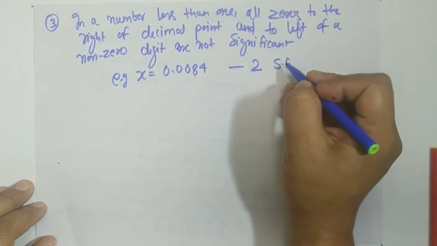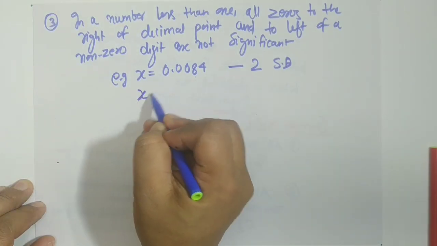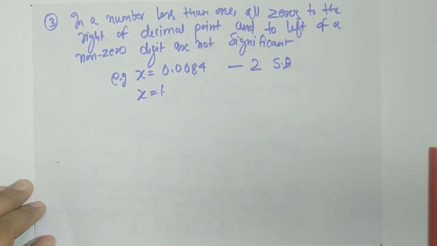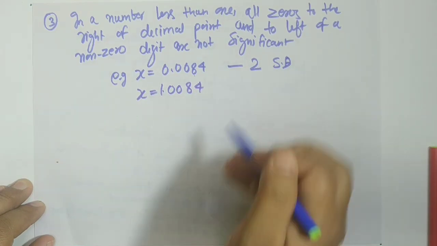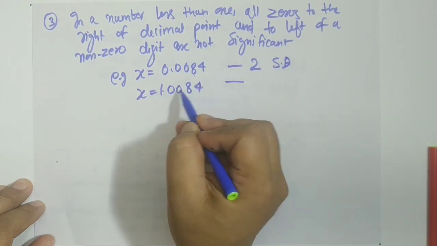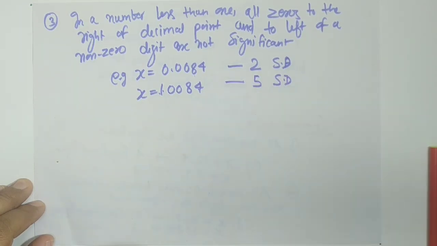Another example I can give you: if I write x equal to 1.0084, now how many does it have? Can you tell me? Now it has 5: 1, 2, 3, 4, 5, because it will have 5 significant digits. Got it?